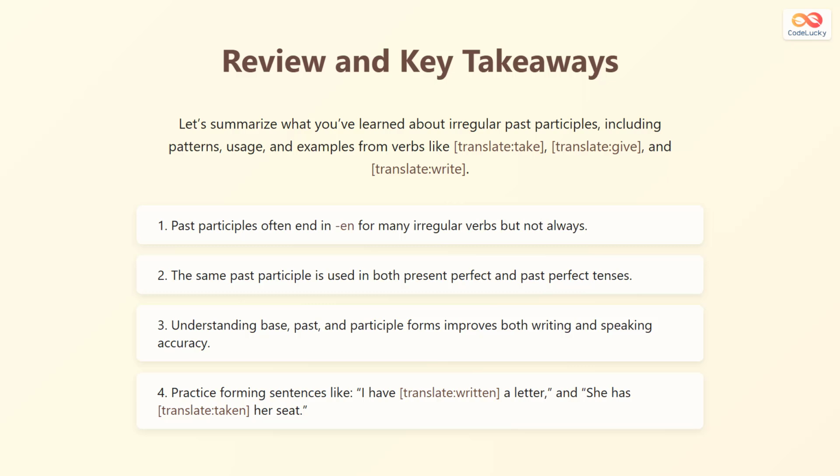Let's review what you learned about past participles. Many irregular verbs end with en, though not all do. The past participle form stays the same in both present perfect and past perfect tenses. Knowing these forms helps you speak and write correctly. Keep practicing by making sentences like, I have written a letter, and she has taken her seat. Practice regularly to remember these forms well.